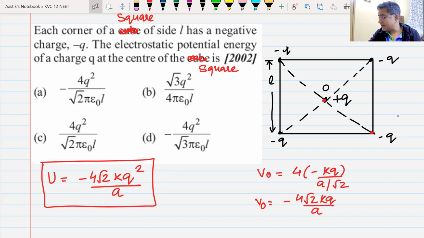In the previous class, we had seen the potential created by a point charge. It is kq by r if it is a positive charge. If it is a negative charge, it is minus kq by r.